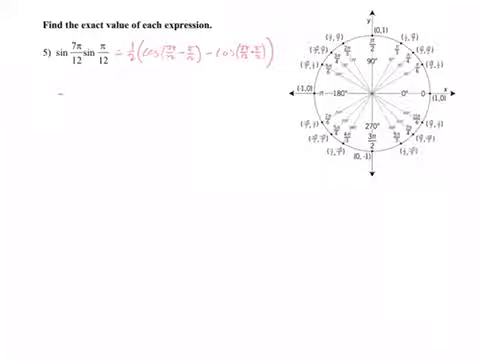This one says the exact value of each expression, so we're going to try to get this down to a number. 1/2 times cosine, well this is going to be 6 pi over 12, which is the same thing as pi over 2. Minus cosine of, let's see, this is going to be 8 pi over 12. 4 goes into that 2 times, 4 goes into that 3 times, so 2 pi over 3.